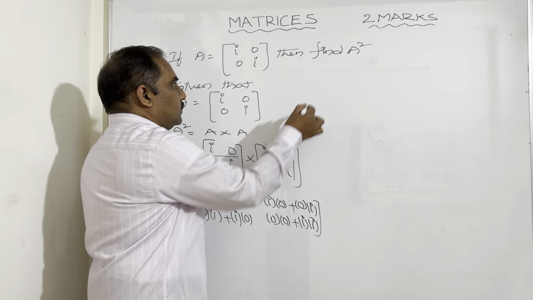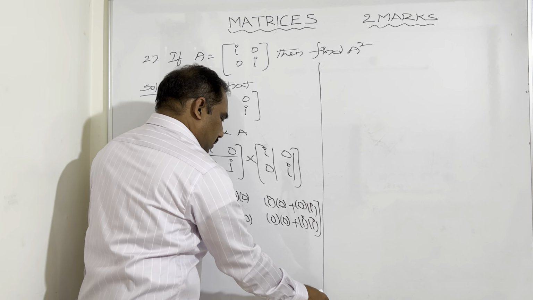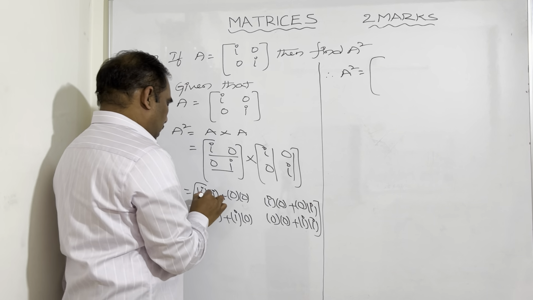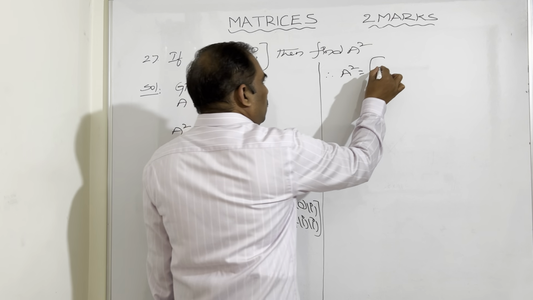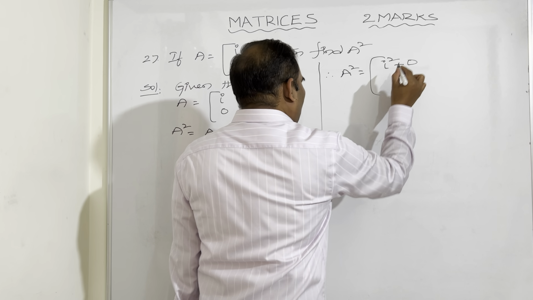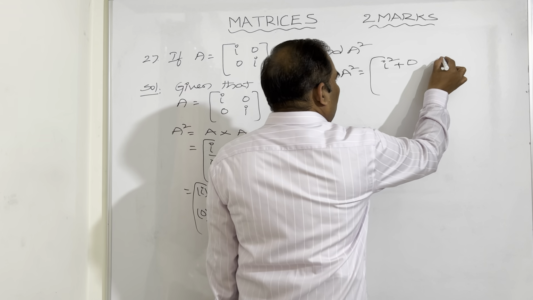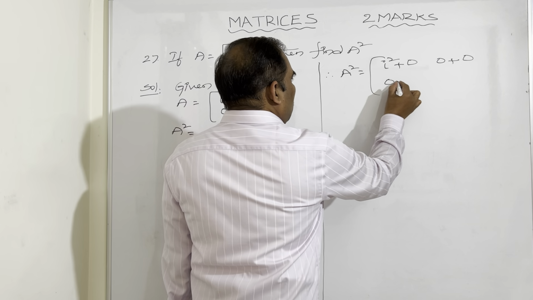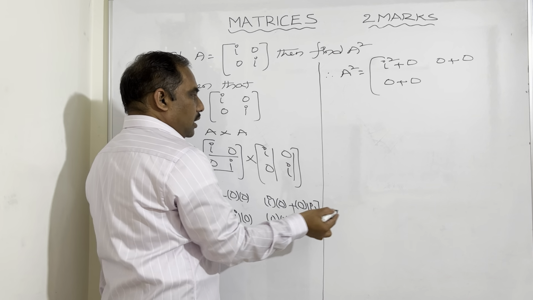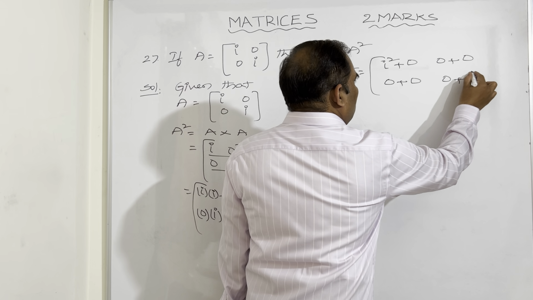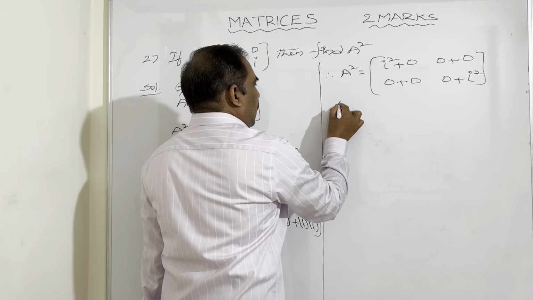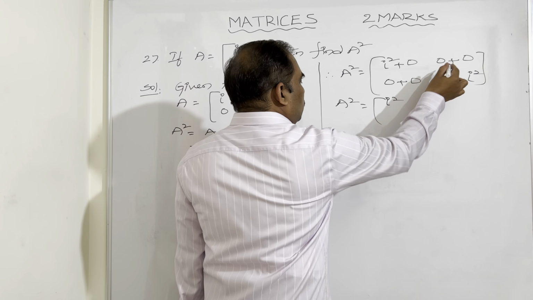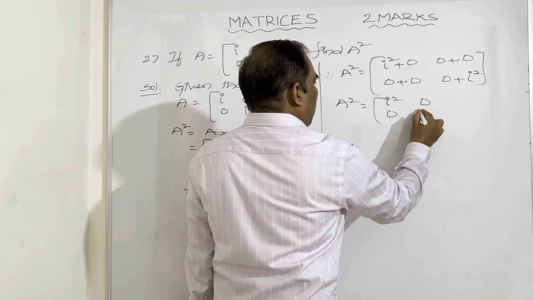So now A square is equal to, we get, i into i, that is i square plus 0, and here 0 plus 0, and here 0 plus 0, and here 0 plus i square. Now we get A square is equal to [[i square, 0], [0, i square]].